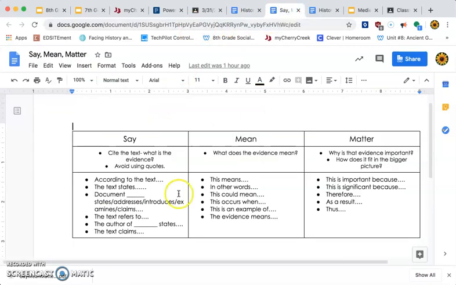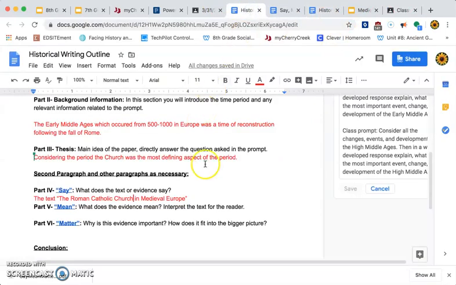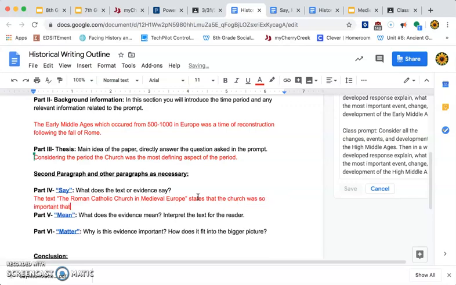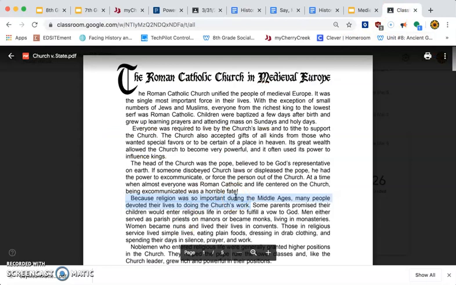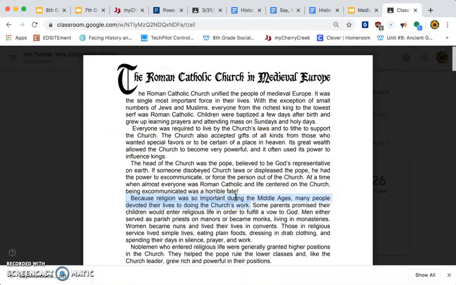Go back. What do I like? States that the church was so important that people devoted their lives to it. You'll notice that I did not use quotes from the text. Instead, I paraphrased. Awesome.